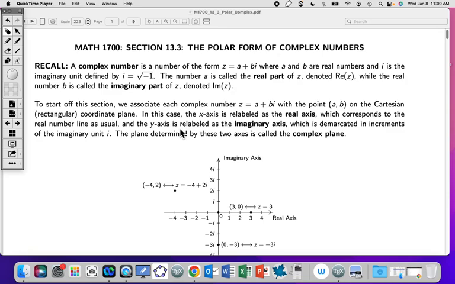Here in section 13.3, we're going to use what we know about polar representations of points to help us do calculations with our old friends, the complex numbers. So let's just take a couple minutes and review the basics of this from college algebra.